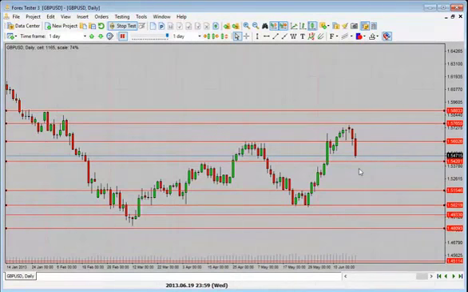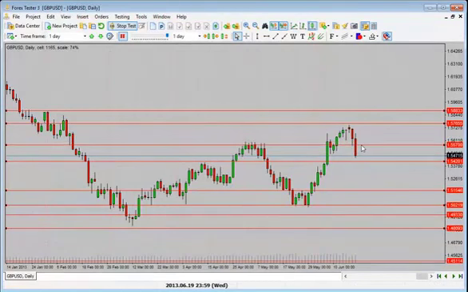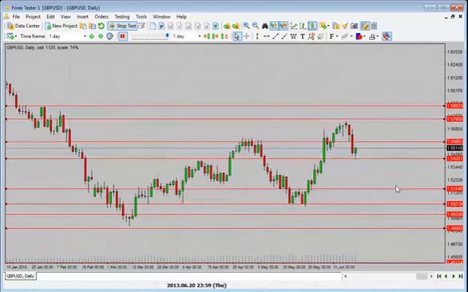Okay, so I would be looking for price to go lower still. Now we could see price pull back into that level and then drop further from there. So always look for a pullback in this kind of a scenario. Overall bias is to the downside. I'm looking for price to move down further.